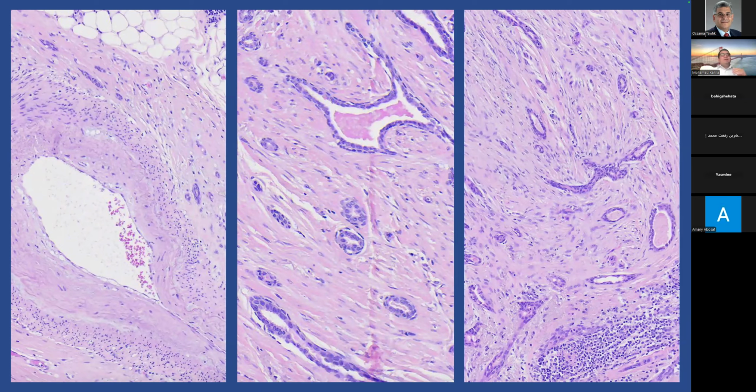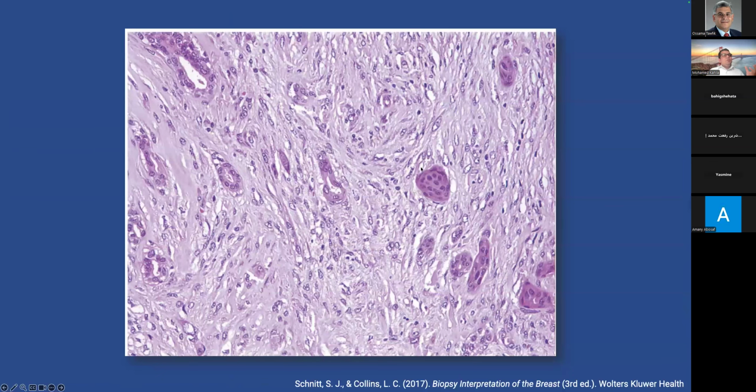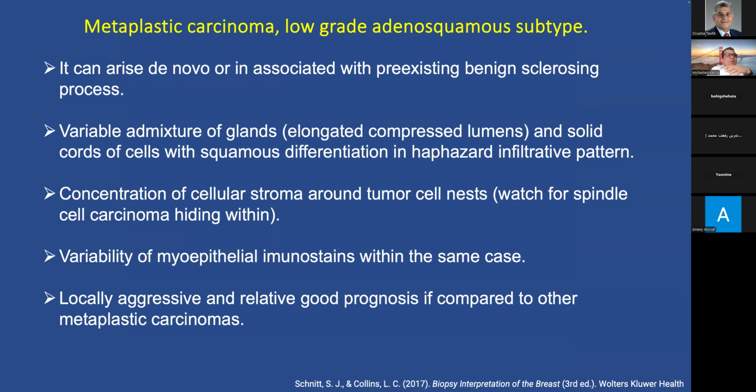But if you do the myoepithelial marker, sometimes they will stain, sometimes will not, sometimes they will have a variable staining pattern, because they are malignant myoepithelial cells. They are not benign. And also you can get squamous nests. So adenosquamous carcinoma, you can have more adeno, more squamous. You can have a mix of both, but it's a very hard diagnosis to make. They usually arise de novo. They can be associated with benign sclerosing lesions. I said the mixture between the glands and the solid cords with squamous differentiation can be low in one, high in one.